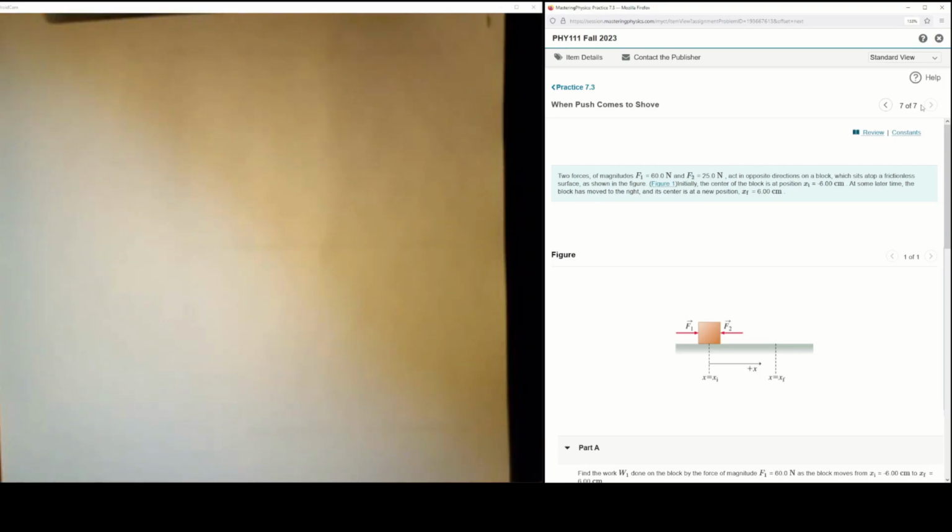We have two forces of those magnitudes pushing on a box, acting in opposite directions on that block, which sits atop a frictionless surface as shown in the figure. Initially, the center of the block is at that position. At some later time, the block has moved to the right and its center is now at a new position.